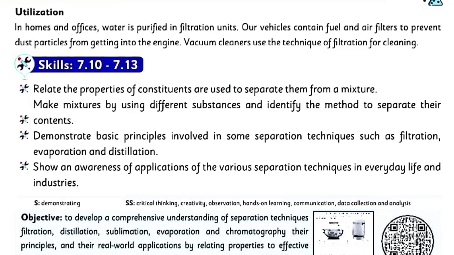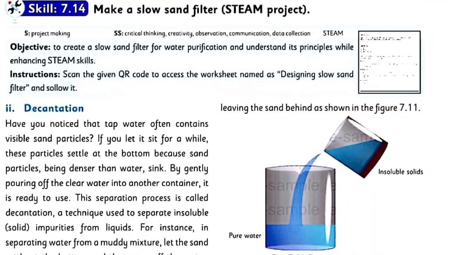Skills 7.10 to 7.13. Relate the properties of constituents used to separate them from a mixture. Make mixtures by using different substances and identify the method to separate their contents. Demonstrate basic principles involved in some separation techniques such as filtration, evaporation, and distillation. Show an awareness of applications of the various separation techniques in everyday life and industries.